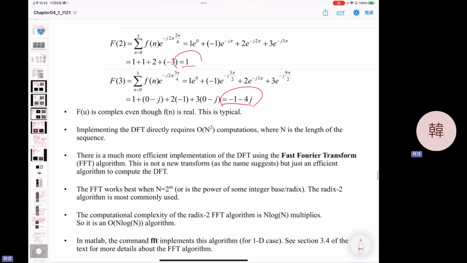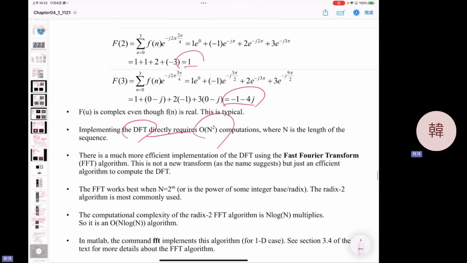Here, just to remind you, when you do the N-point Fourier transform, you require a computational complexity of order N squared. If you have an N by N image, you have N squared times N squared.